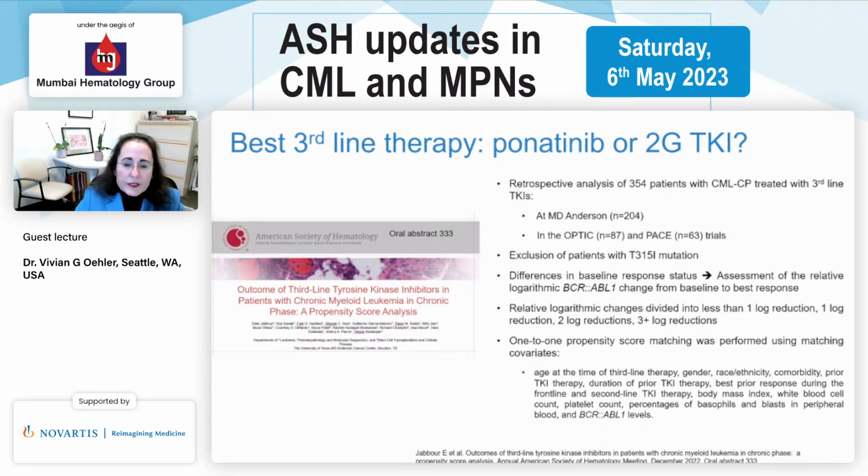For this study, they looked at 354 patients. This included 204 patients treated at MD Anderson on second generation TKIs. And for the ponatinib treated group, this was patients enrolled in PACE and OPTIC. A number of response outcomes were assessed and they then performed a 1-to-1 propensity matching on key covariates.